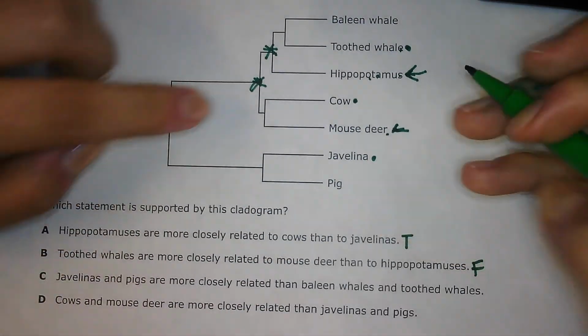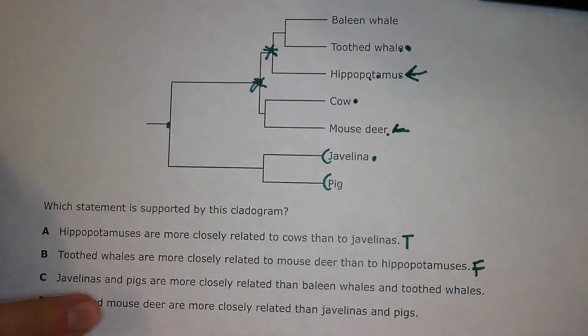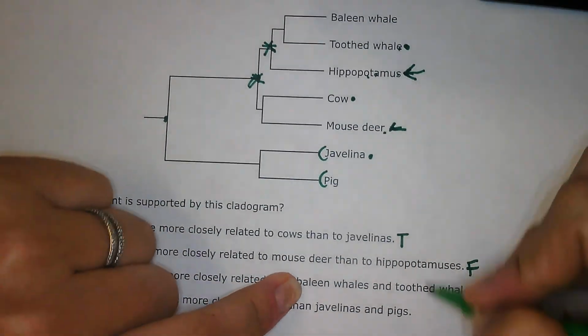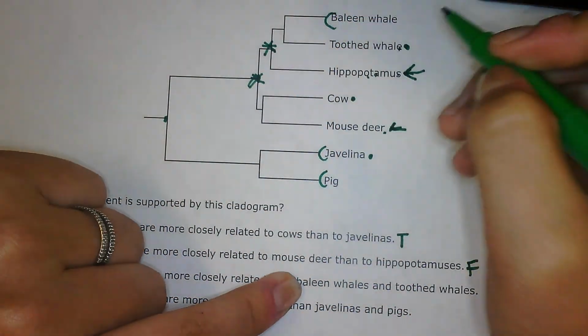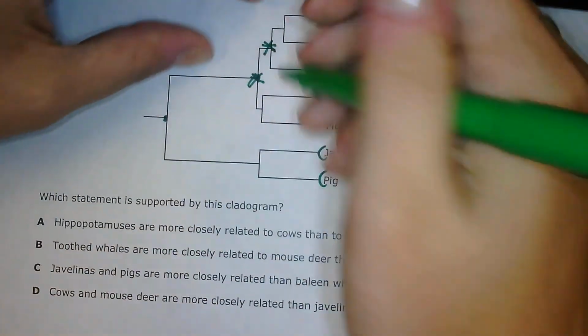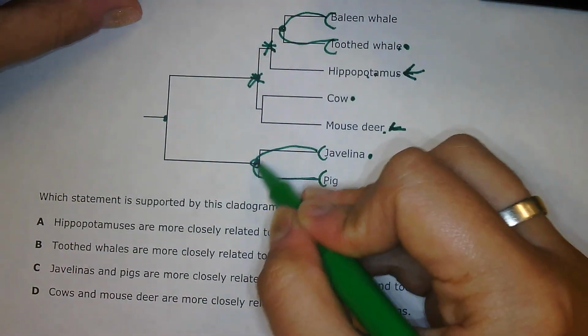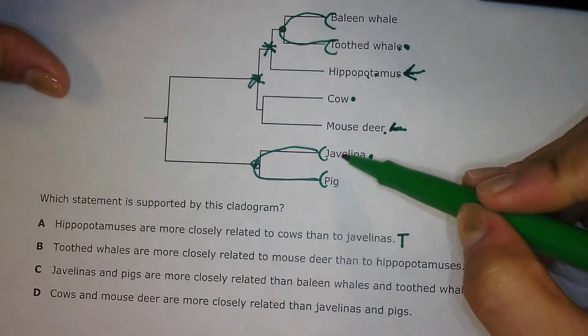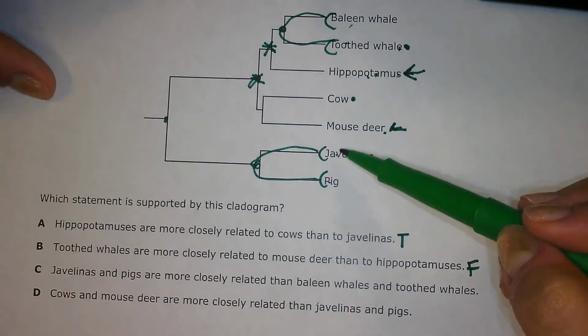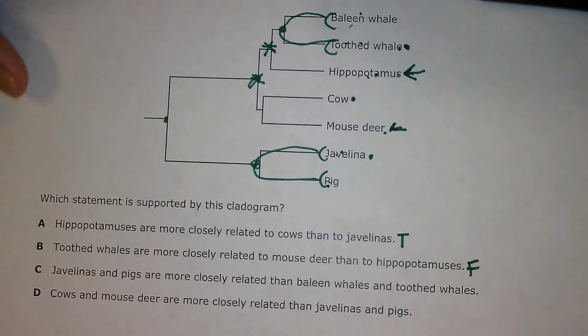Javelinas and pigs here are more closely related than baleen whales and toothed whales. These are actually equally as related, because when they are connected by just one little strand like this, they are called sister taxa. They are equally related to each other. So javelinas and pigs are equally related as baleen whales are to toothed whales. So this one is false.